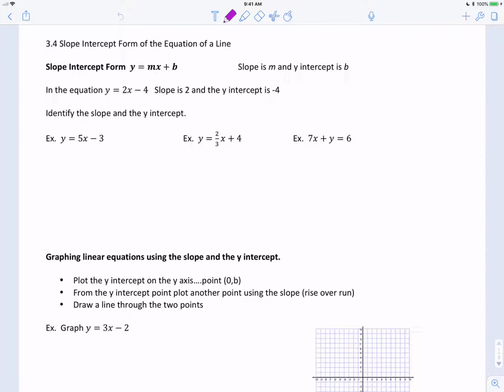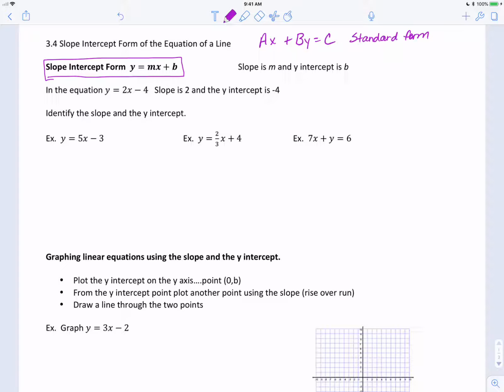Okay, section 3.4 covers slope-intercept form of the equation of a line. We may remember slope-intercept form is that y equals mx plus b format. A lot of times we've seen equations in ax plus by equals c format, where a, b, and c are constants, and this is called the standard form of a linear equation. Now we're going to talk about slope-intercept form, which is y equals mx plus b.